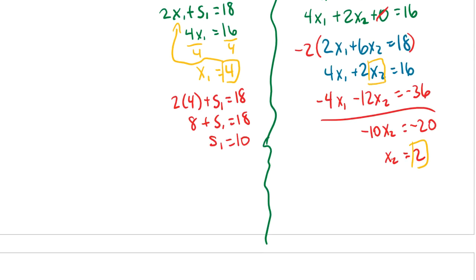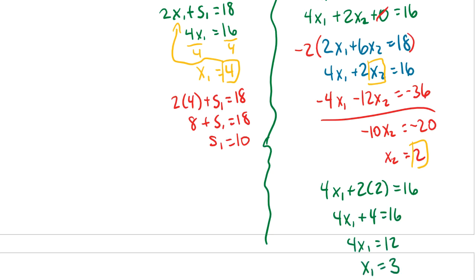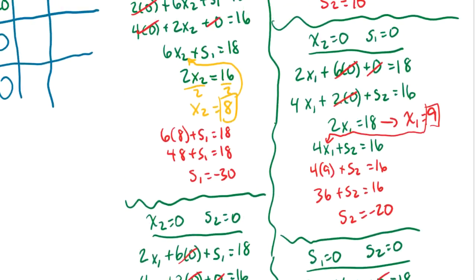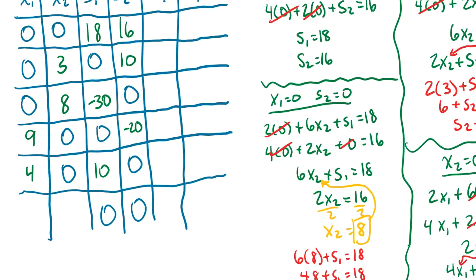Let's say I go with this one because the numbers are smaller. Alright, doesn't matter though. So we get 4x1 plus 2 times 2 equals 16, which is 4x1 plus 4 equals 16. Subtract 4 on both sides, we get 4x1 equals 12 and divide by 4 to get x1 equals 3. So x1 equals 3, x2 equals 2. So 3, 2.